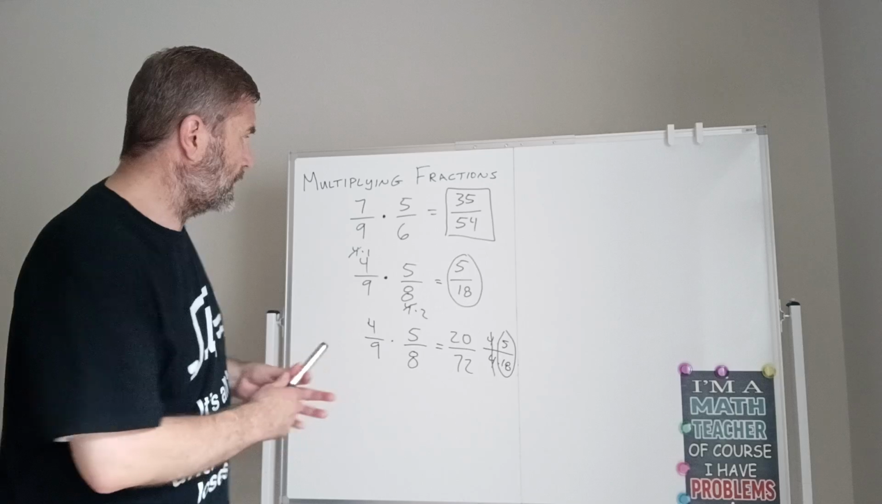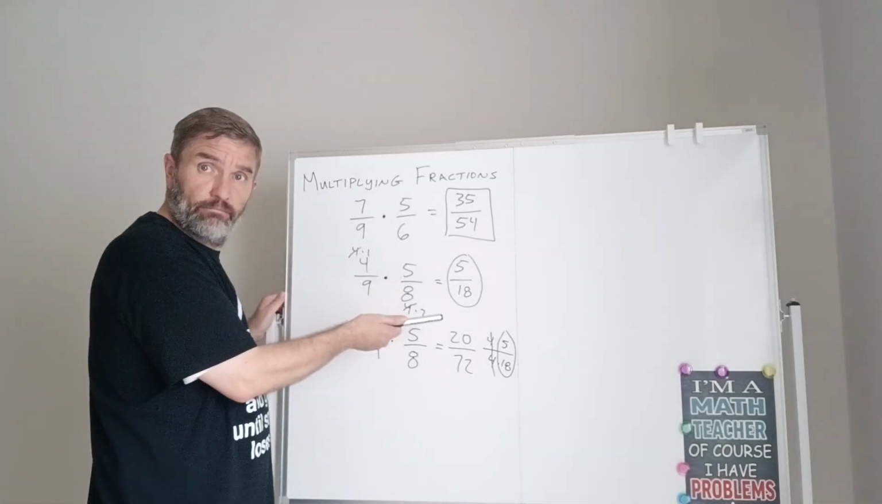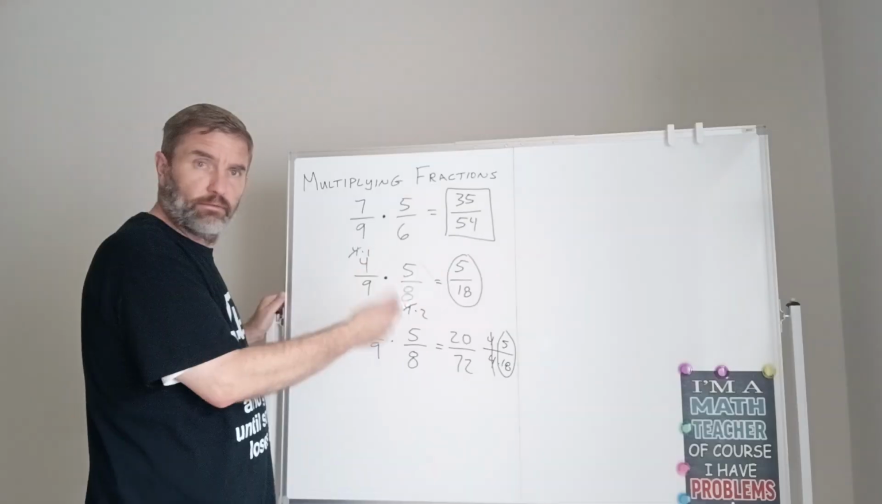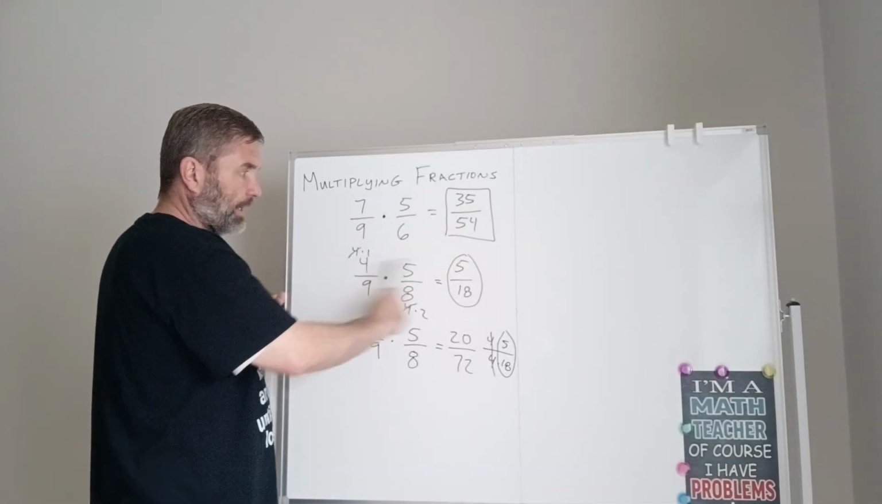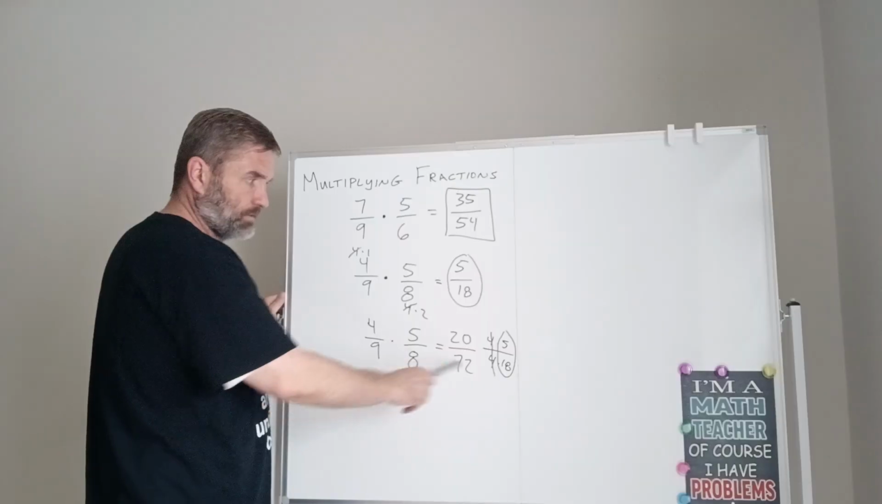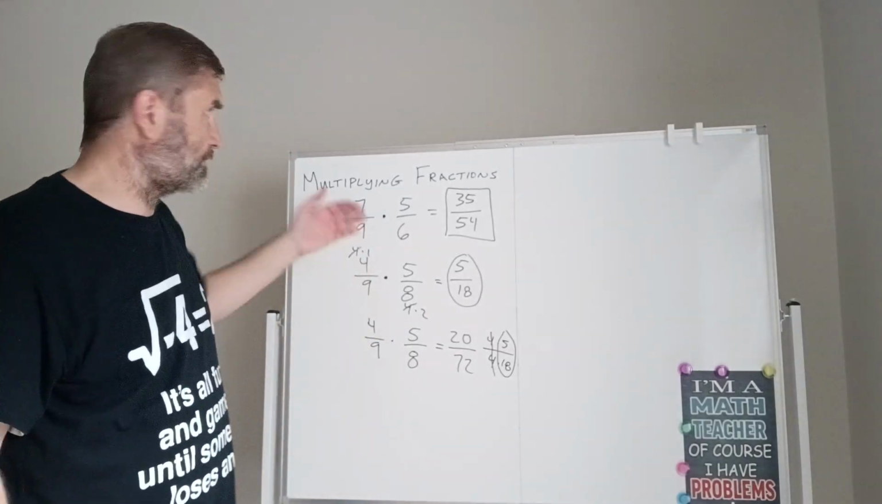So just make sure you divide out, cross cancel diagonally if you can. Once that's done, like here we checked for it, you couldn't do it, then just multiply straight across. That's your answer. Like I said, if you don't cross cancel, you'll just have to remember to simplify at the end. Anyway, hopefully this helps with multiplying fractions.